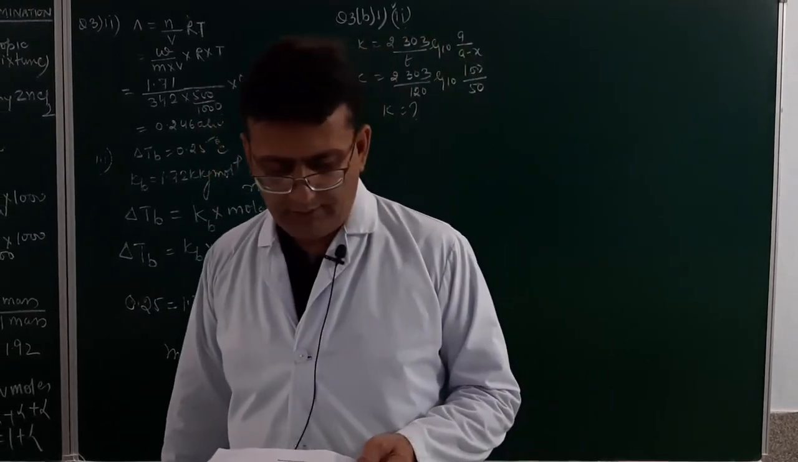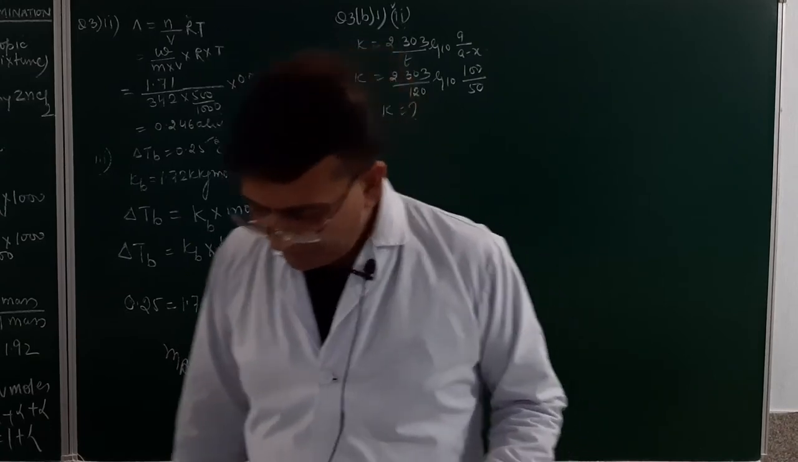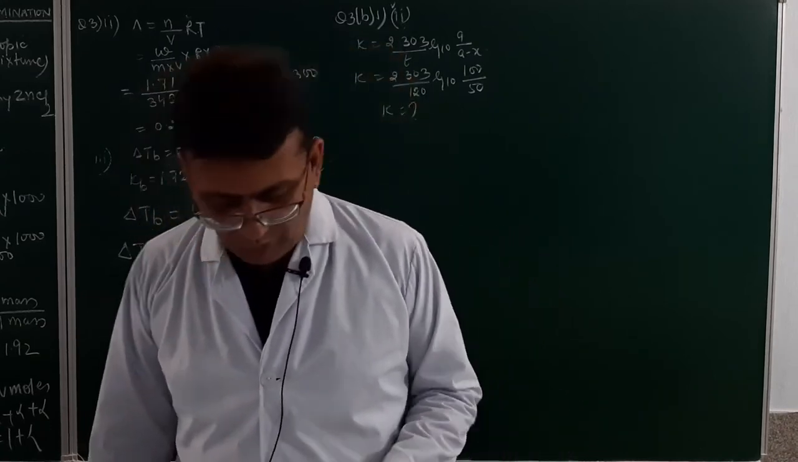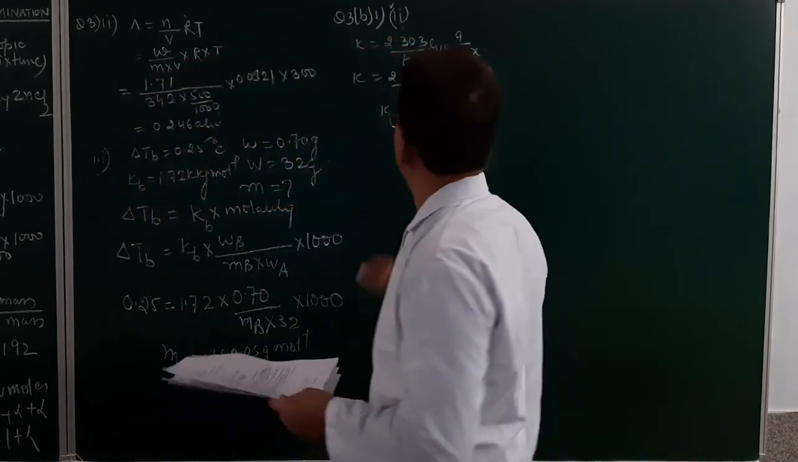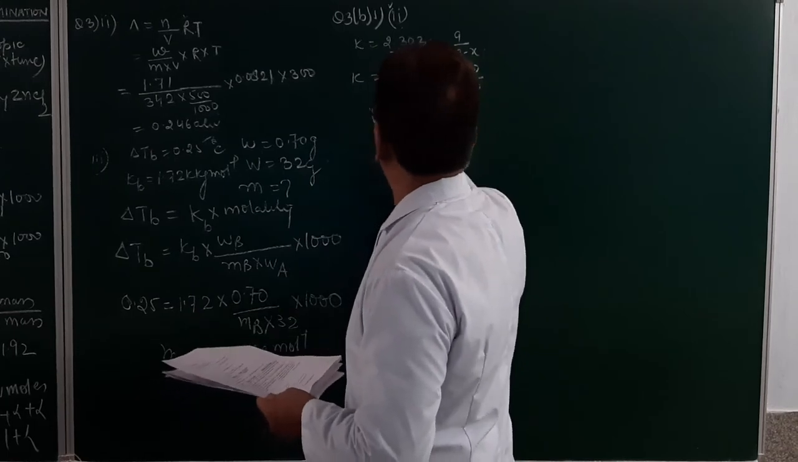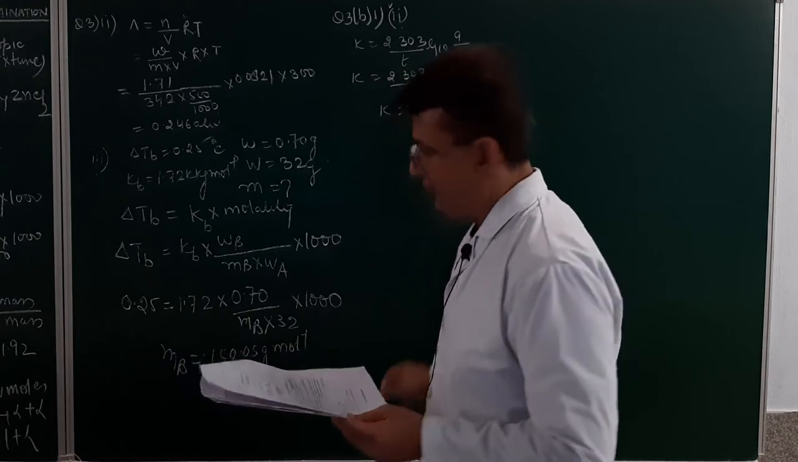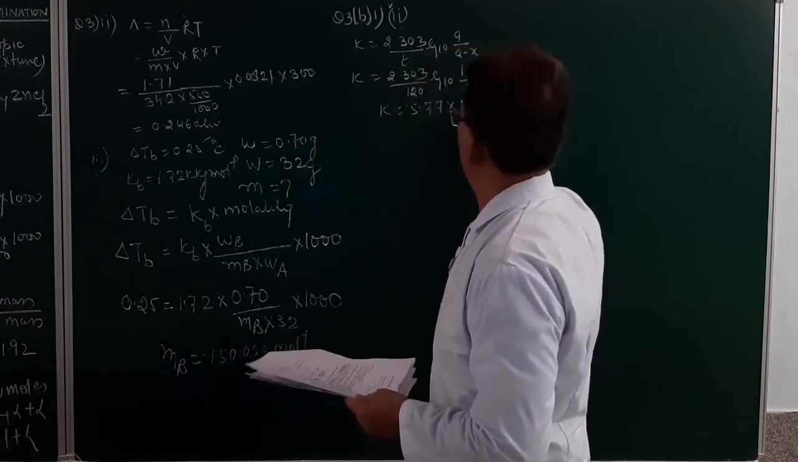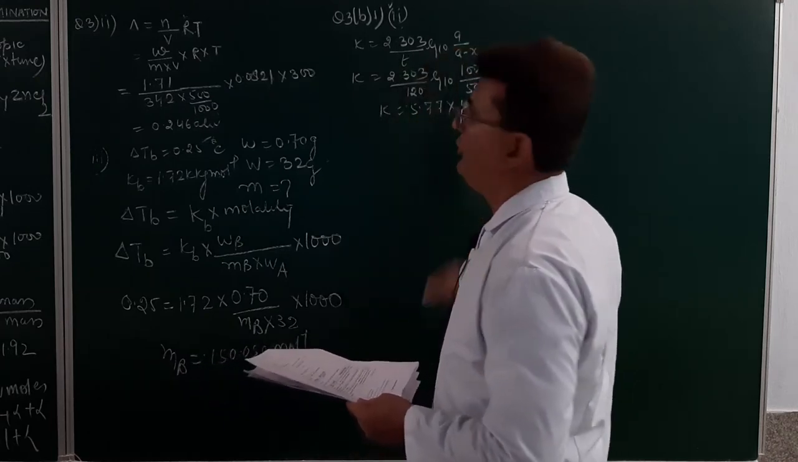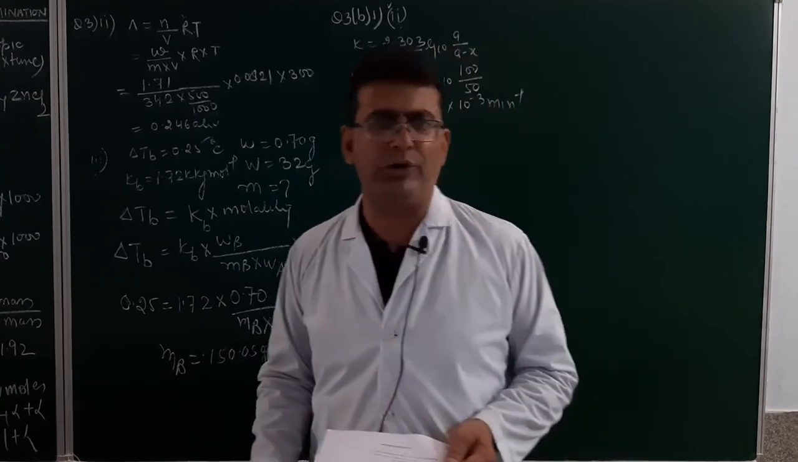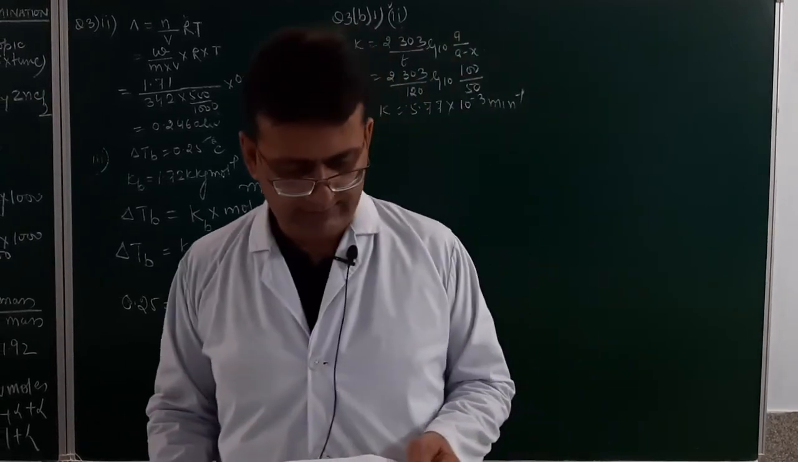And it will come out to be equal to 5.77 into 10 raised to power minus 3 per minute. You could have easily found this out by using the half-life formula, T half is equal to 0.693 upon K.